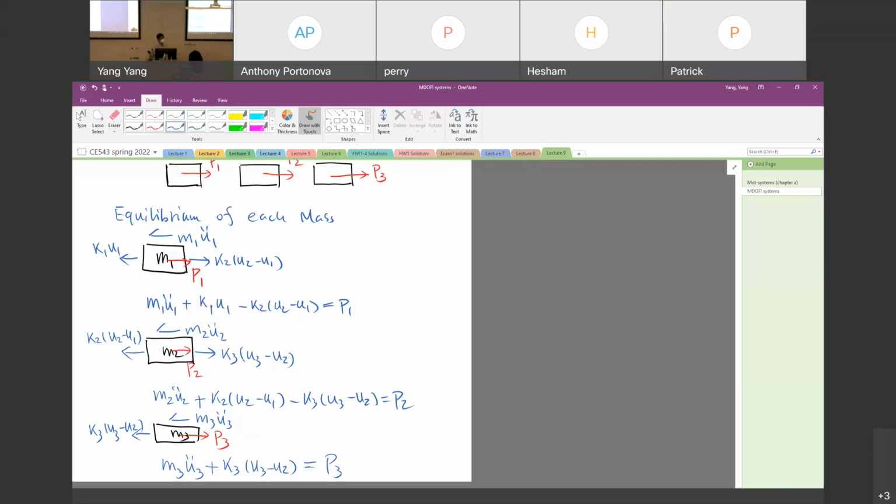That's why for an MDOF system we use equations of motion. Because if we have three masses, we will have three equations. So now we combine the three equations together because we need to solve them simultaneously.